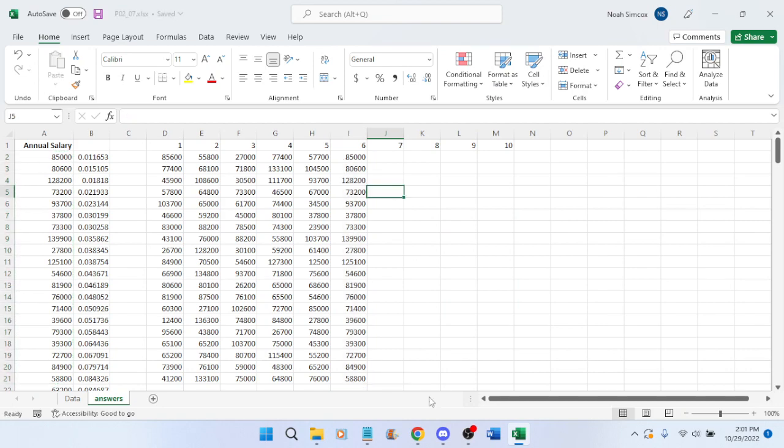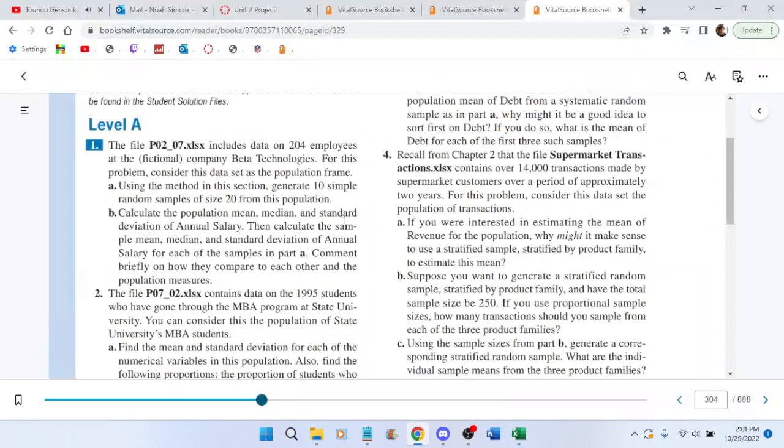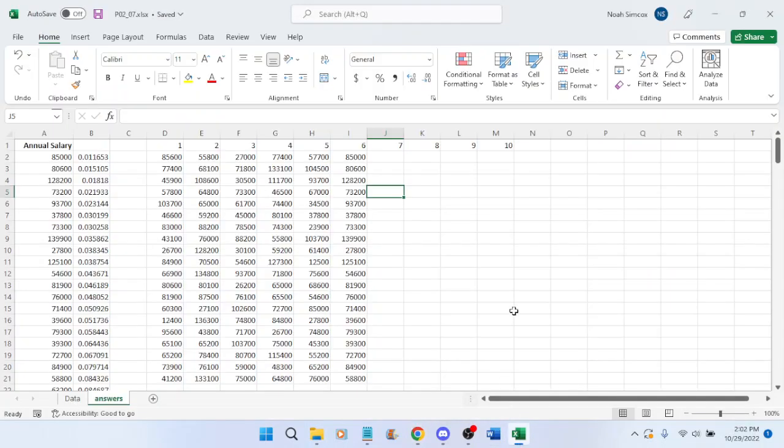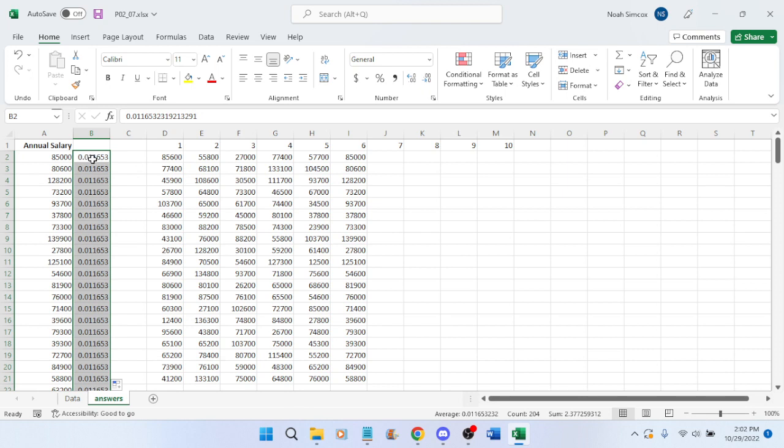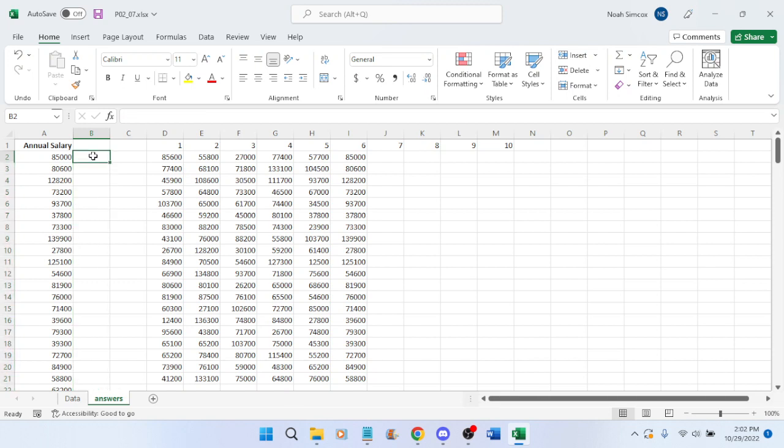I'm just gonna double check to make sure I'm actually supposed to do this. Seriously, 10 simple random samples. 10. What are the odds that we got the same result twice? Oh wait, never mind.